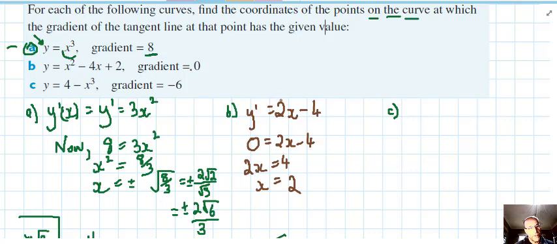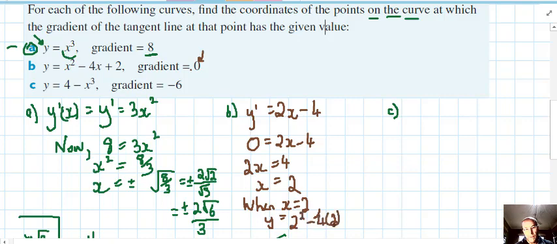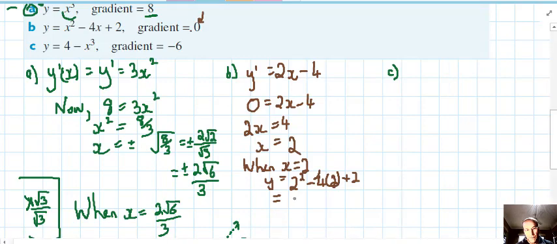For the second example, y equals x squared minus 4x plus 2, and the gradient is 0. So I've quickly done the first step, find the derivative, and substitute the value for the gradient, which is the value for y dash, and solve, and we get x equals 2. So when x equals 2 in the original equation, same steps, but this one's a lot quicker. When x equals 2, y equals 2 squared minus 4 by 2 plus 2, which is negative 2. So we have the point 2, negative 2.